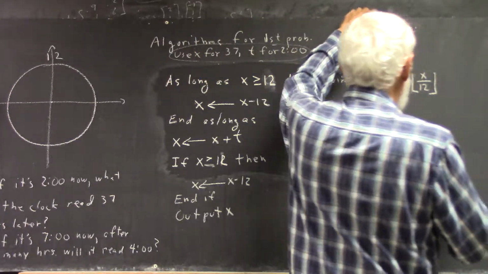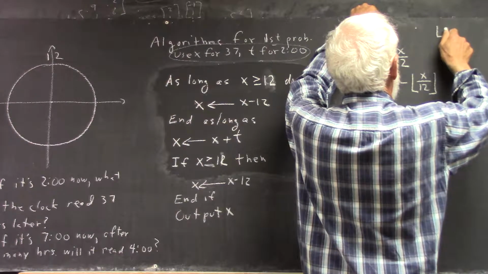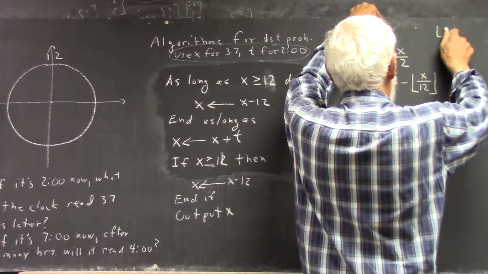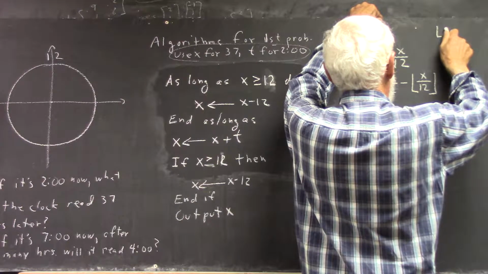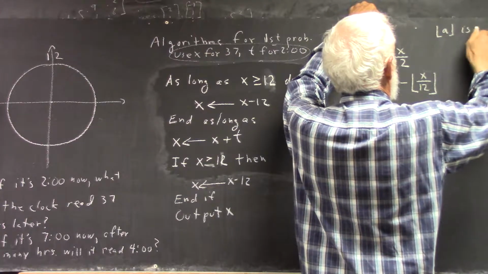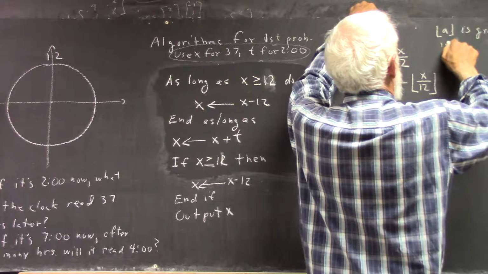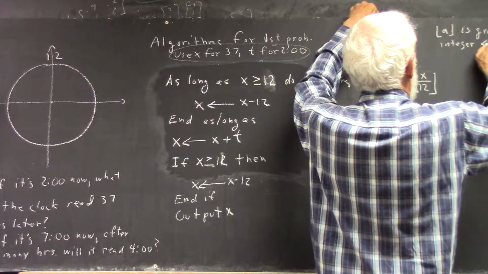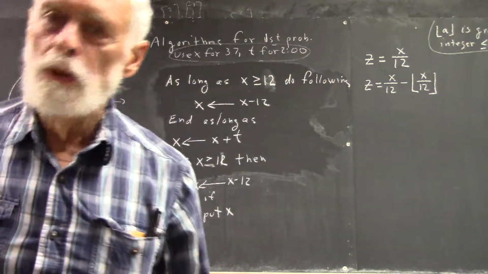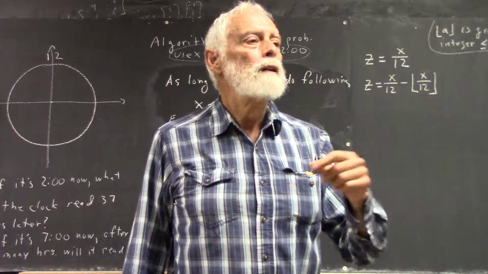So I'll make a little note here. The floor of any number, I don't want to use n because that's usually an integer, and I don't want to use x, z, or t because they're already used, so the floor of A is the greatest integer that's less than or equal to A. Now what do you get if you subtract the floor of a number from the number?